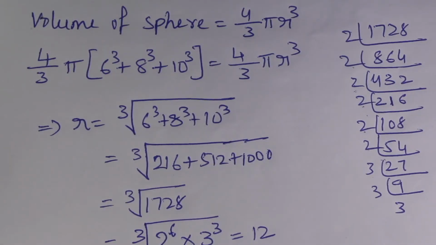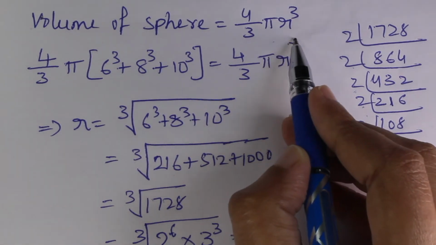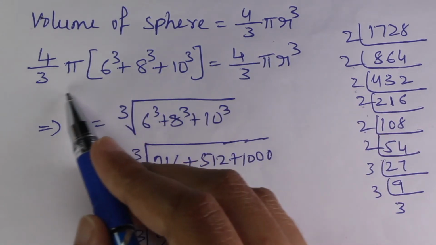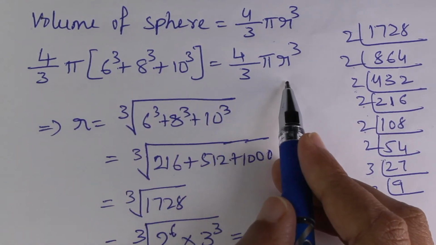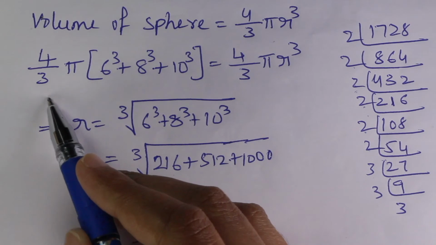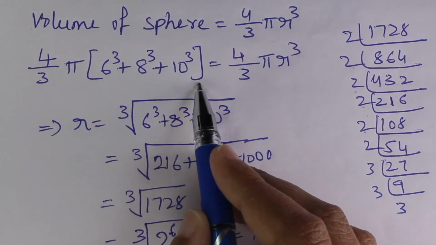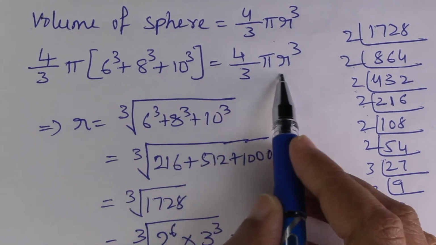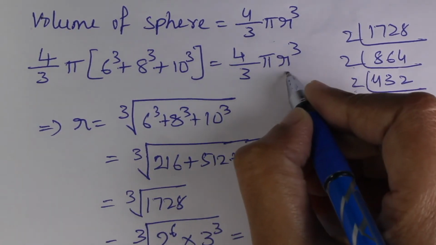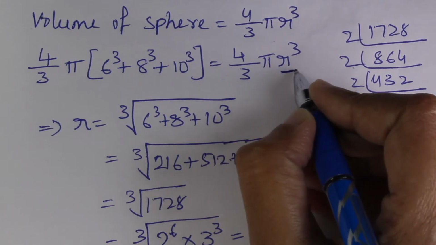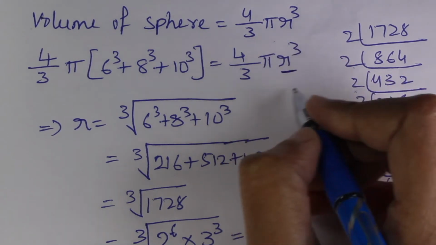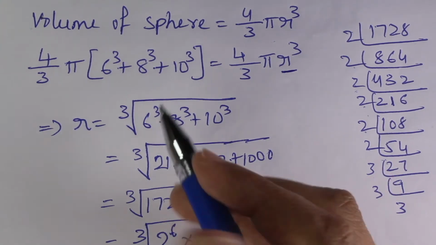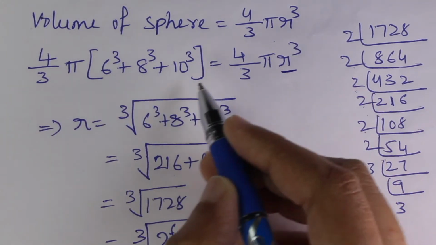So we know that the volume of the sphere is 4 by 3 pi r cube. Right? So now the volume of the bigger sphere will be equal to the sum of the volumes of the three smaller spheres. So 4 by 3 pi into (6 cube plus 8 cube plus 10 cube) is equal to 4 by 3 pi R cube. So R is the radius of the bigger sphere, which is formed by melting all the three small spheres. Okay, so now 4 by 3 pi gets cancelled on either side.